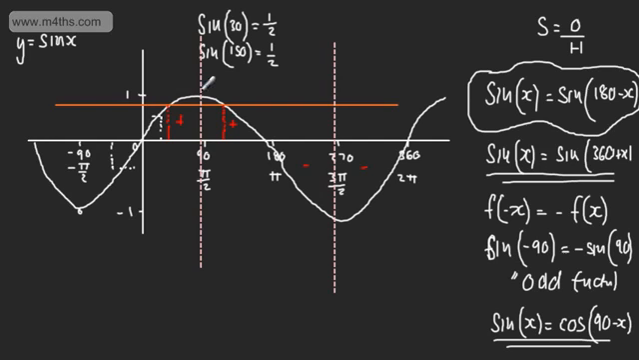Maximum of 1 at 90 degrees, minimum of minus 1 at 270 degrees, 0 at every multiple of 180 degrees. This has a period of 2 pi radians or 360, so it will cycle every 360 degrees. We call this an odd function as f of minus x is minus f of x.